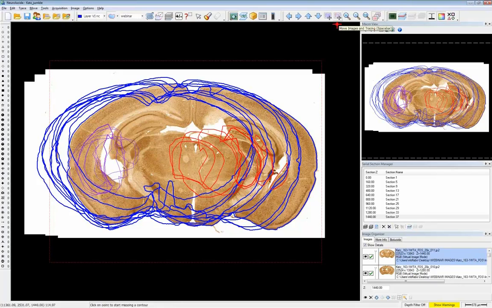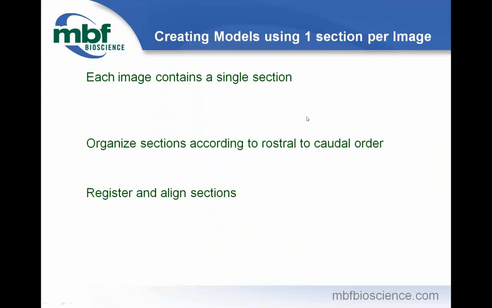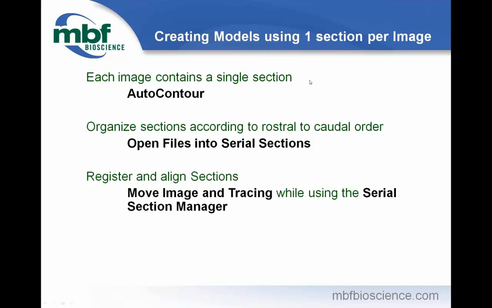And so that might be an even faster way to go. And so to sum up what we talked about with this demonstration, when we were creating models using a single section per image, we used auto contouring, which is a right-click option, in order to trace the boundary of your region automatically. We organized our sections according to rostral caudal order by opening those files into serial sections. And to register and align the sections, we used Move Image and Tracing while simultaneously using the Serial Section Manager.